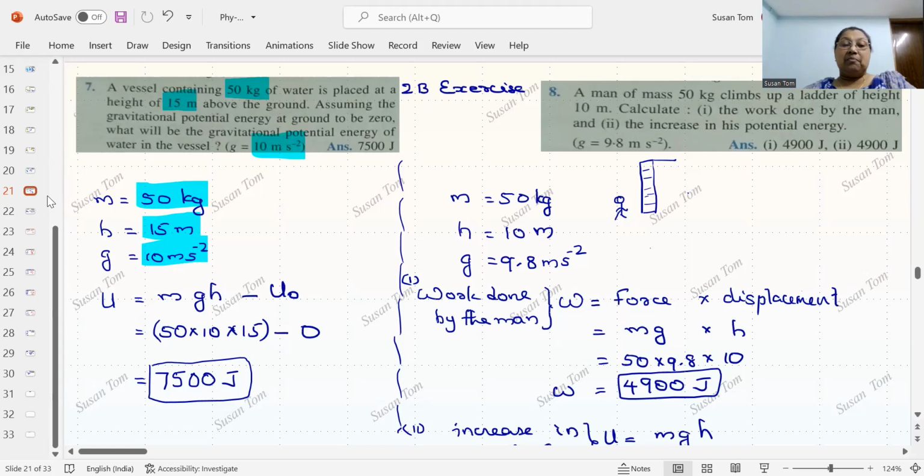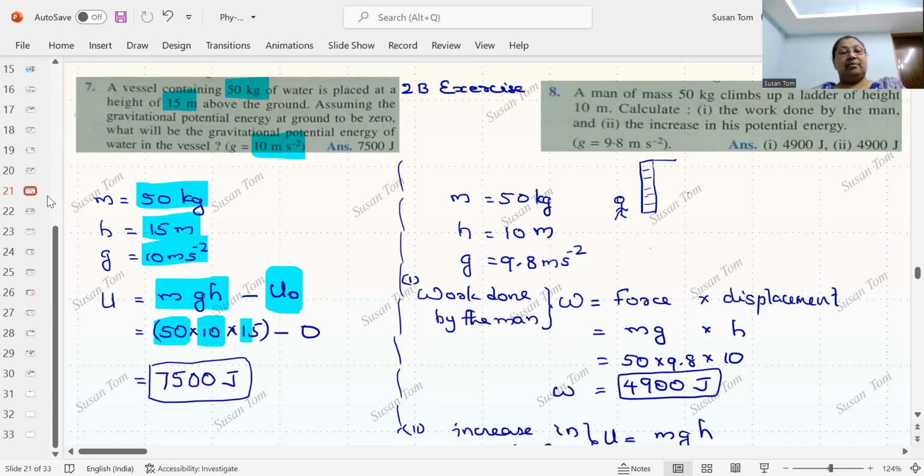They have mentioned to assume the gravitational potential energy on the ground is 0, which means when you take the difference in gravitational potential energy, you take the one on the ground as 0. U0 is equal to 0. So m into g into h, mass, acceleration due to gravity and height, minus the gravitational potential energy at the ground, which is 0, gives 7500 joules.